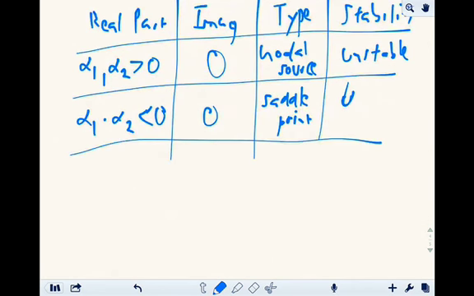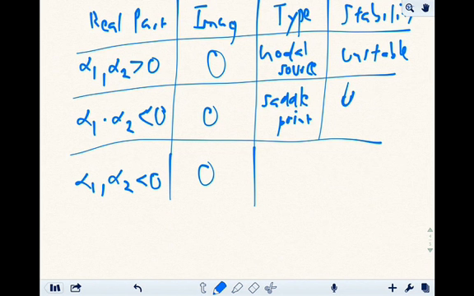We had both eigenvalues real and negative. Again, real, so no imaginary part. This was a nodal sink. So the population time series does not have any oscillation to it. It just simply decays to 0 as an exponential. This is stable.